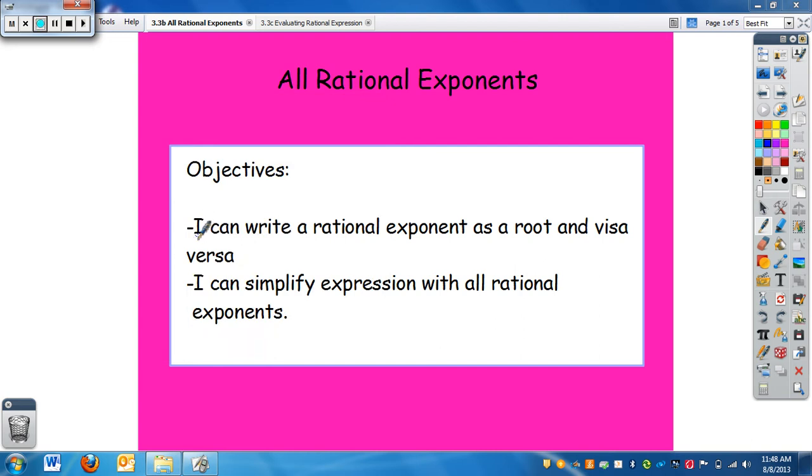So in this video, we're going to continue on with rational exponents. We're going to have rational exponents where it's not just 1 in the numerator of the exponent. What happens if we have other numbers and how to simplify that. You can write a rational exponent as a root and vice versa. You can switch it around, and then you can simplify the expression with rational exponents.